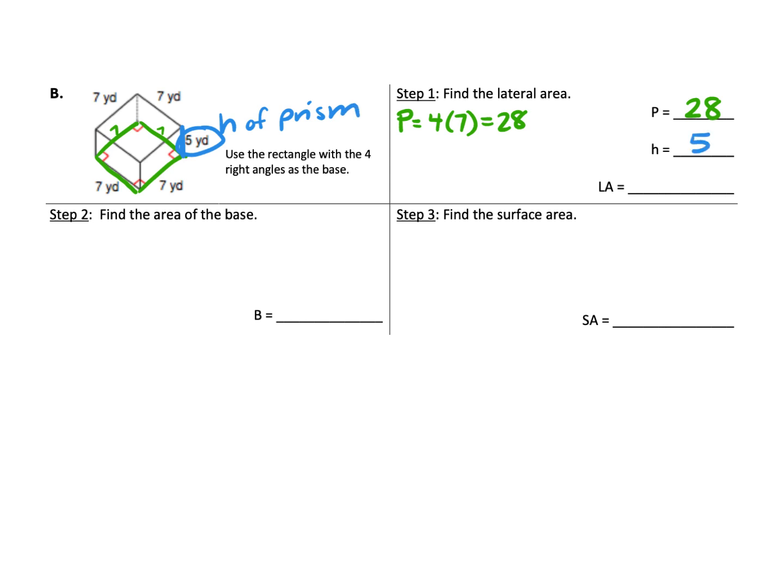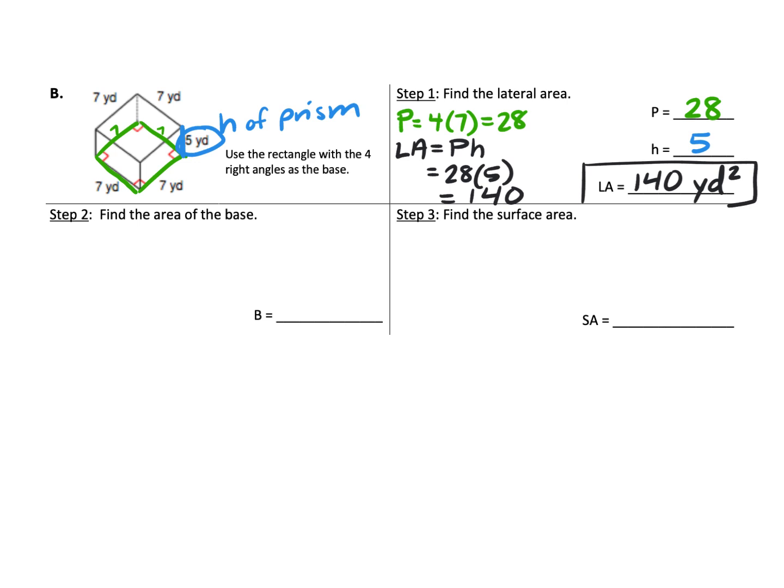And now we have everything we need to calculate the lateral area. LA equals the perimeter of the base times the height. So we just need to take 28 times 5, and that's 140. So 140 square yards for the lateral area.